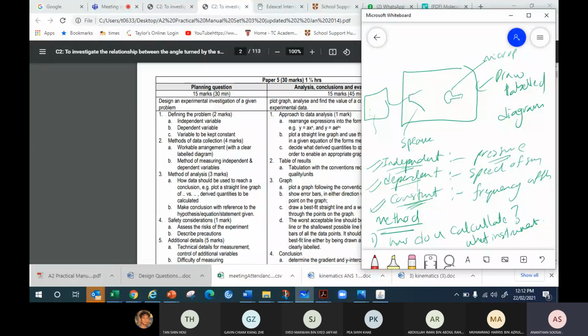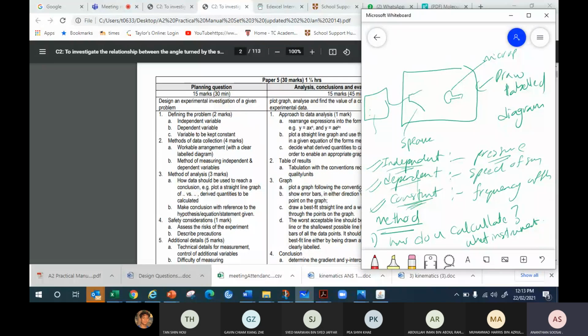So then how do you find gravity? You use a suvat equation, right? S equals UT plus half AT squared. That will be under the method mark, how to find the gravity. So under method, you must tell the instrument, and you must tell whatever formula is involved to calculate the dependent variable. That's method. Under method, 4 marks, only 3 marks for your instruments.